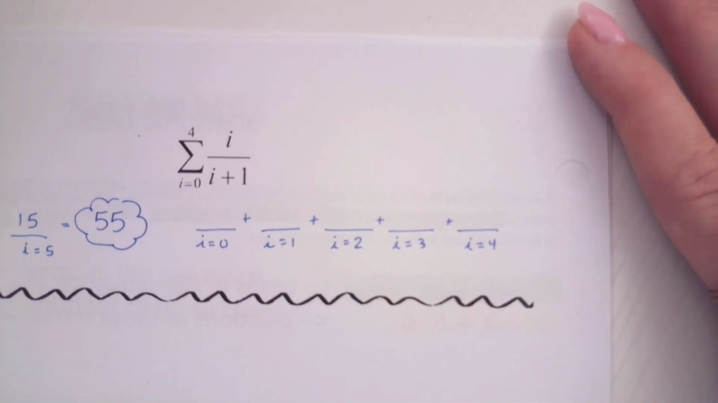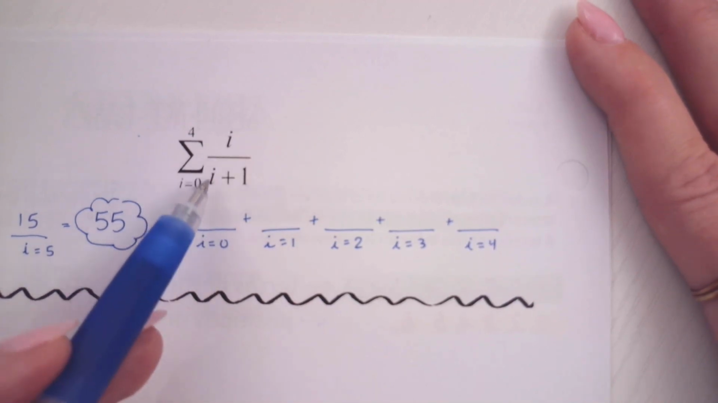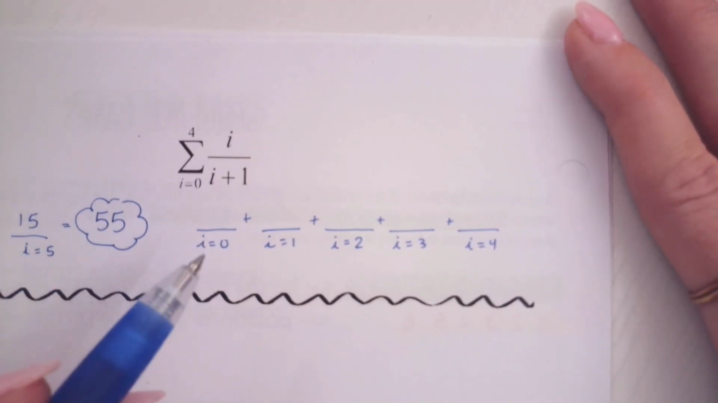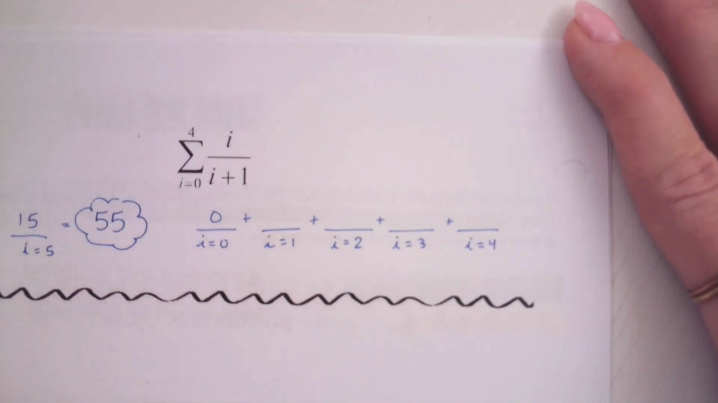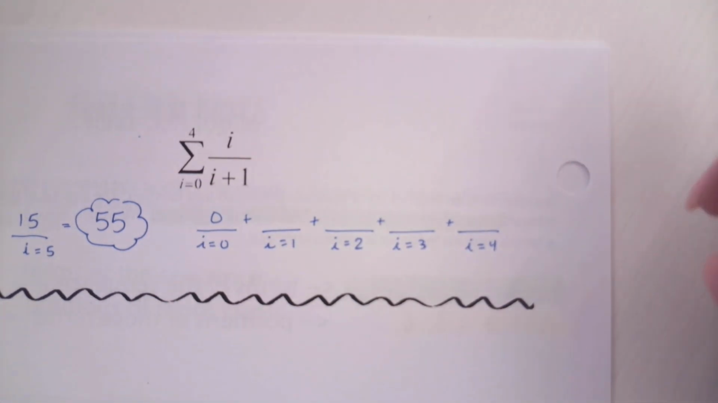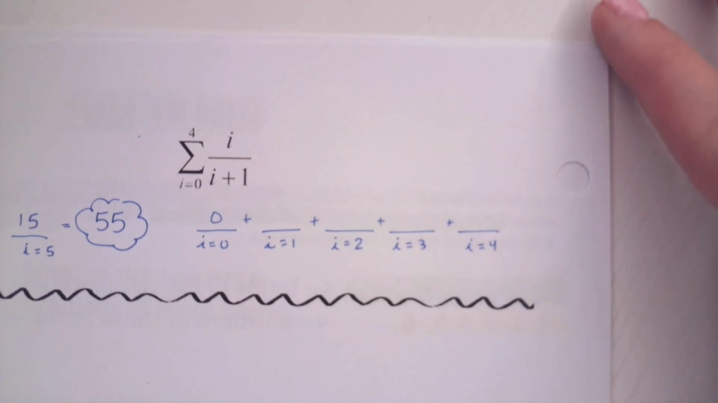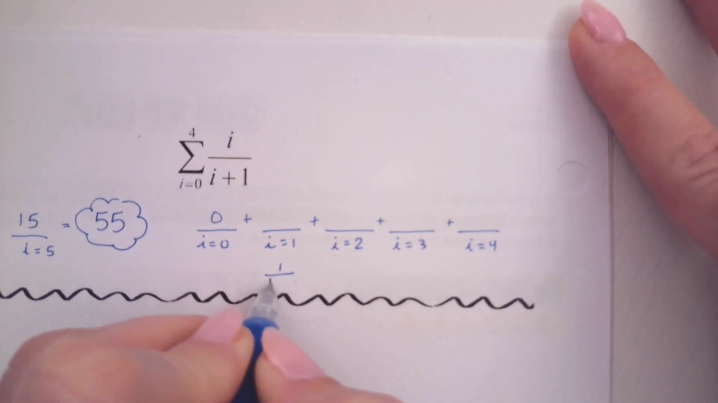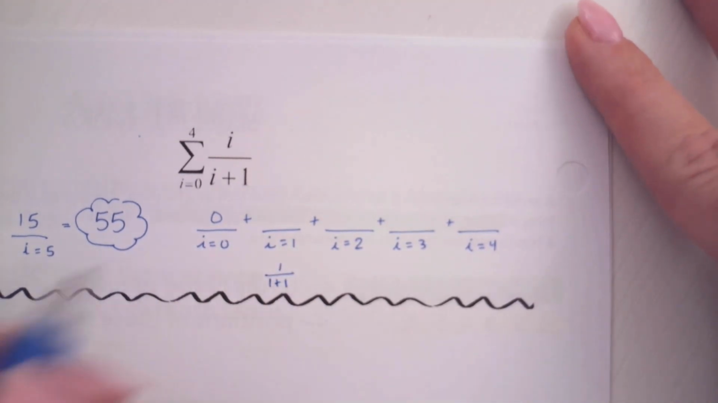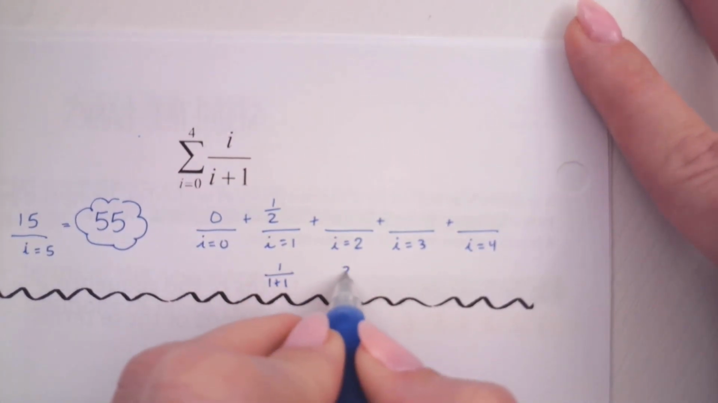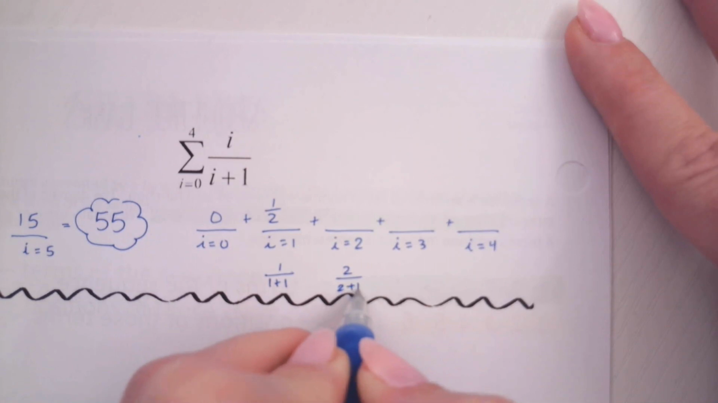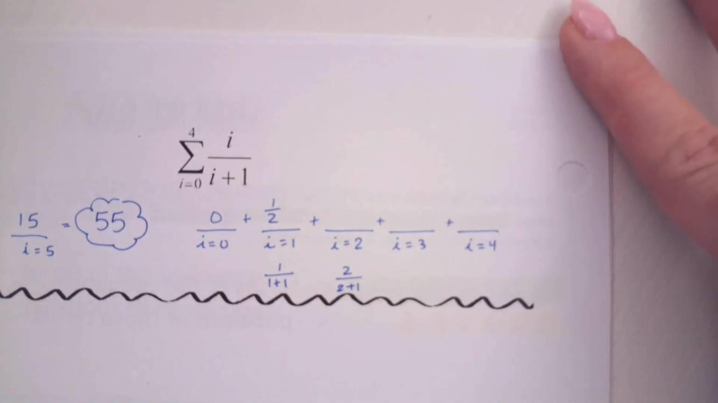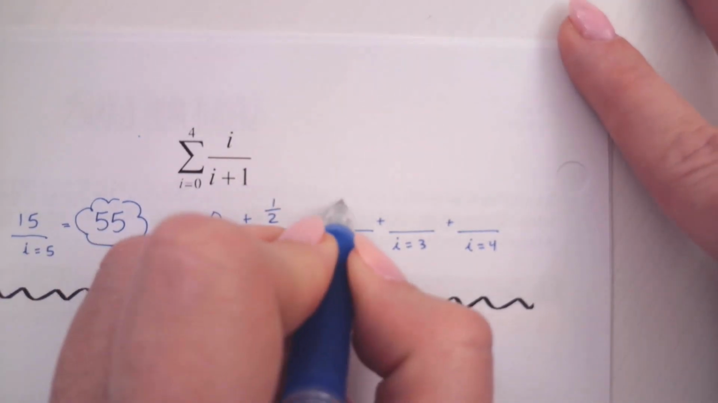Okay, starting with I equals 0, that would be 0 divided by 0 plus 1, which is 0. Because you have a 0 on top, Sean. The second one, it would be 1 divided by 1 plus 1, which is 1/2. Very good. The next one would be 2 divided by 2 plus 1. No, it's like 2/3.